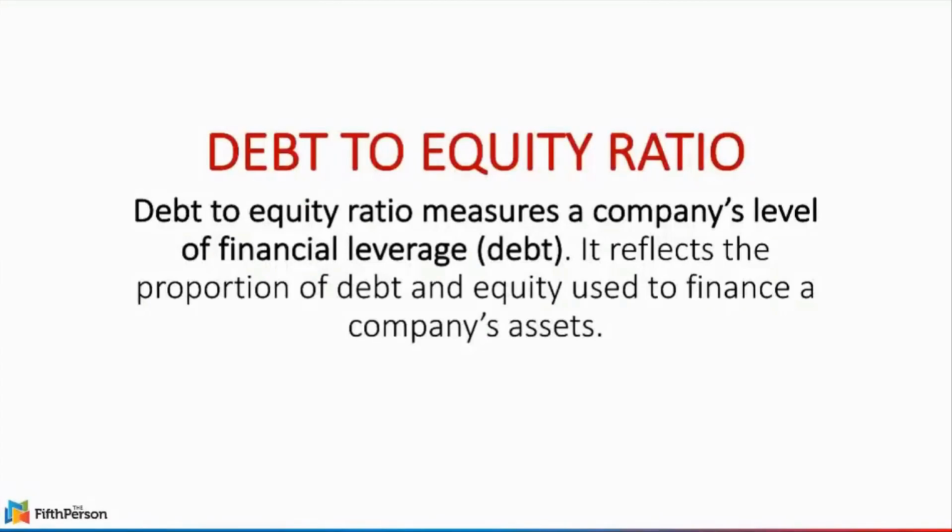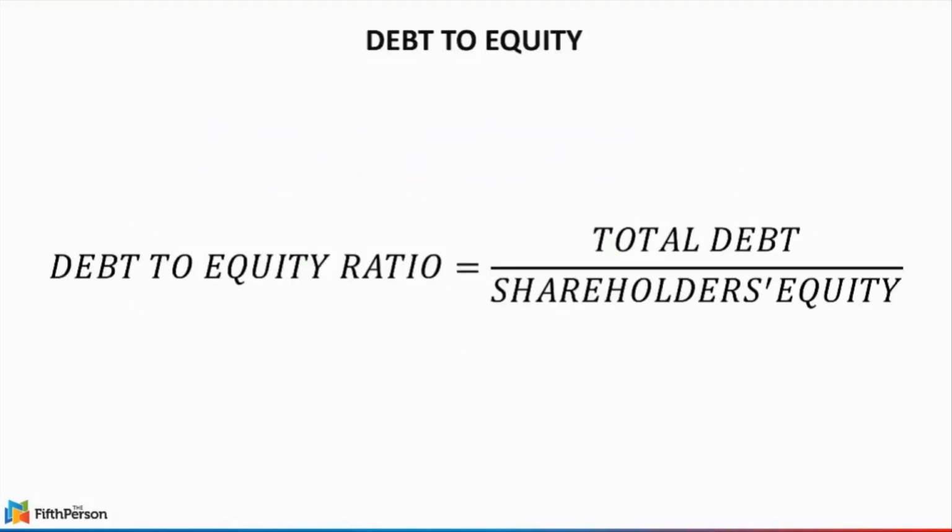The next ratio that we want to look at is this thing called debt to equity. Debt to equity measures the debt level, the financial leverage of the company. It reflects the proportion of the debt and the equity used to finance the company's assets. This is the ratio, which is total debt over the total equity of the company.